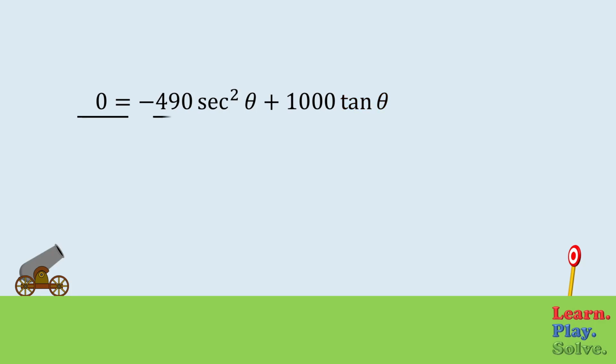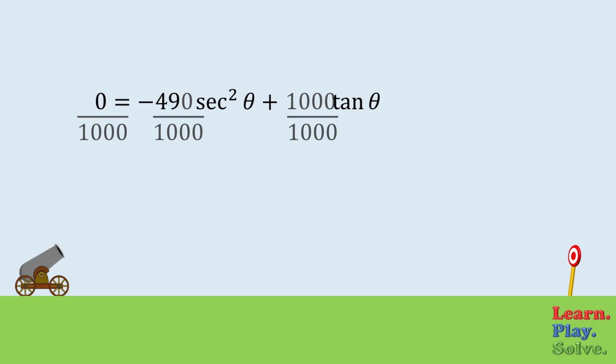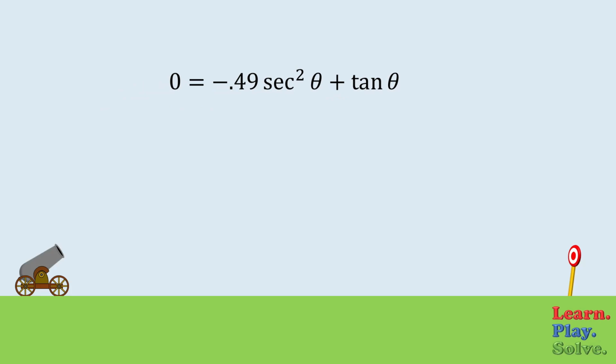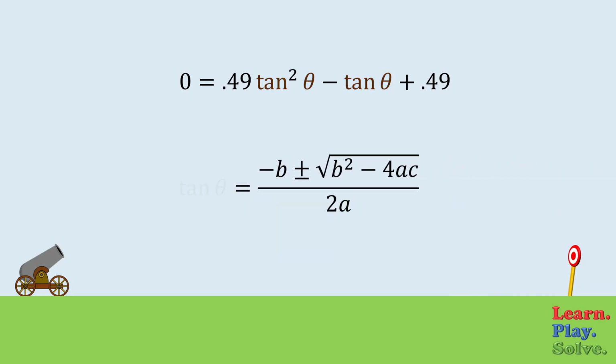Now if we divide everything in this equation by 1,000, we get this. Let's now write this whole thing in terms of just one trigonometric function by using the Pythagorean identity to replace secant squared with tangent squared plus 1. Distribute the negative 0.49 to get this. Let's also change the sign of every term by simply multiplying by negative 1. This is in the form of a quadratic equation, but instead of x, it's in terms of tangent theta. So we can use the quadratic formula to solve for tangent theta.